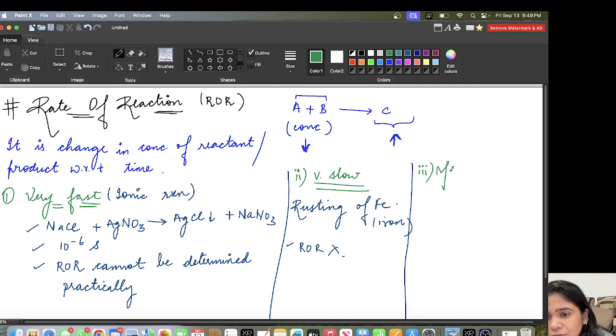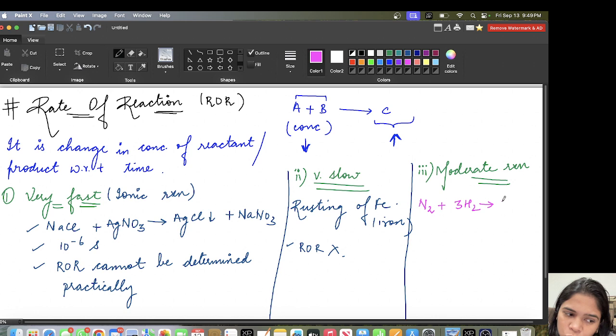The third kind of reaction is the moderate reaction. What is a moderate reaction? For example, N2 plus 3H2 is giving you ammonia, 2NH3. What basically happens in these reactions? Some bonds are breaking and some new bonds are forming, that is, bond breaking and bond formation.